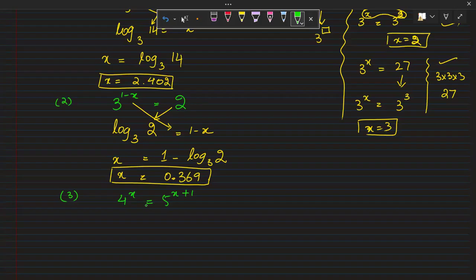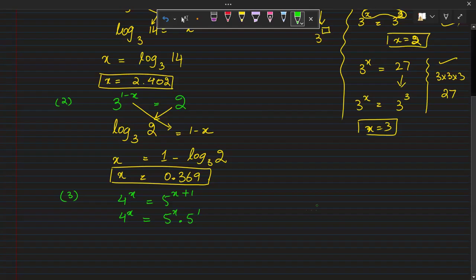We cannot move the power directly, so we have to break the power like this. This is 4 to the power x, this is 5 to the power x, and 5 to the power 1 should be written like this. I have broken this 5 like this.